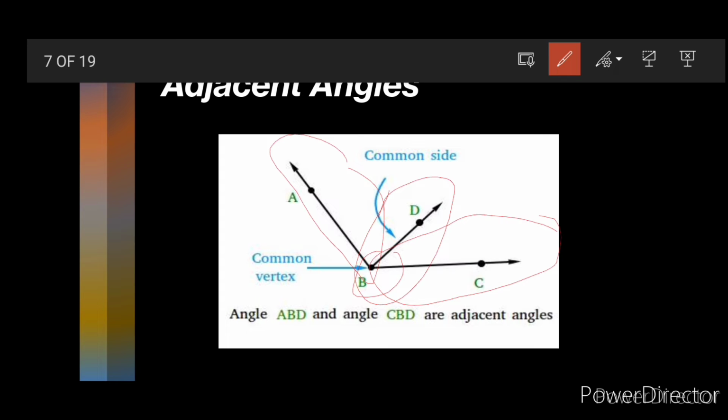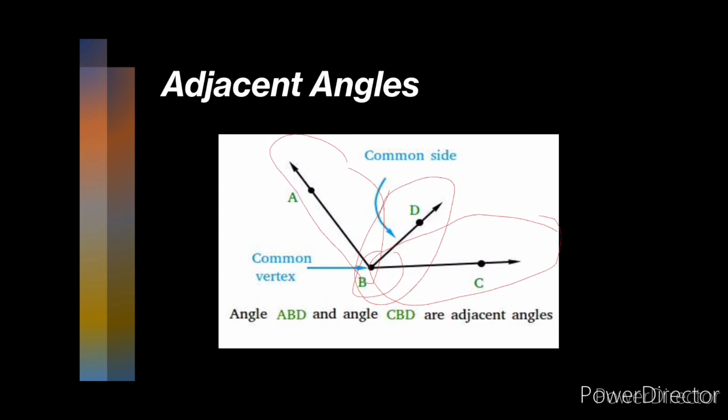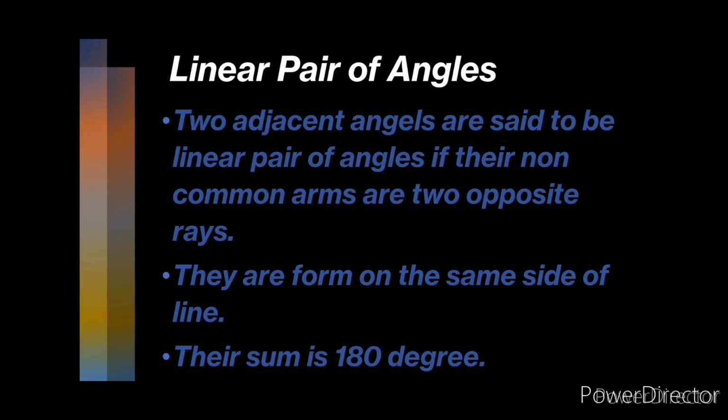So let's move to our next topic, that is linear pair of angles. What is a linear pair of angles? Two adjacent angles are said to be a linear pair of angles if their non-common arms are two opposite rays. What we have studied is that non-common arms should be on opposite sides of the common arm, then the angles are said to be adjacent. But in the linear pair, it says they should be opposite rays. We can understand it better by the figure.